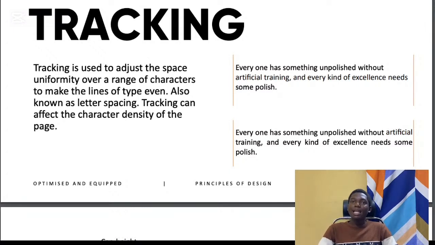If you are using a full justification for your text, it will be like the second text, which in some way lacks the tracking, because there are multiple spaces in the second sentence compared to the first sentence. Everyone has something unpolished without artificial training. The space there is different from the one underneath. So if you want to justify and adjust this space, it is called tracking.